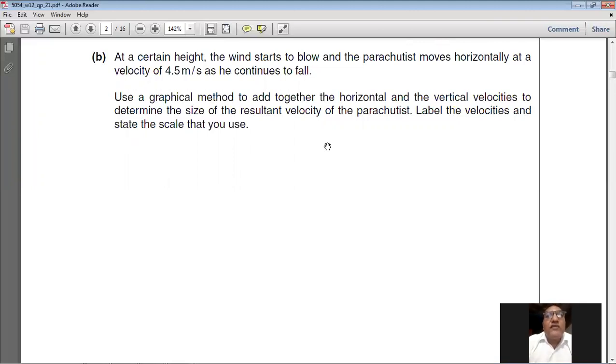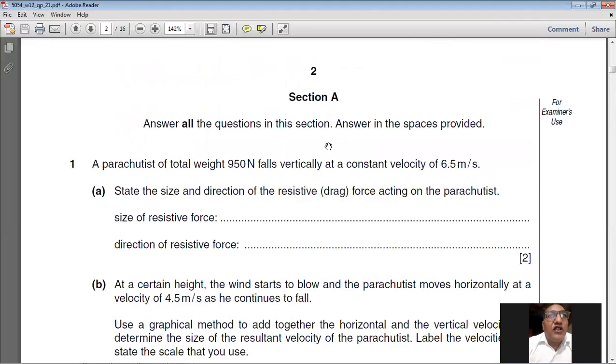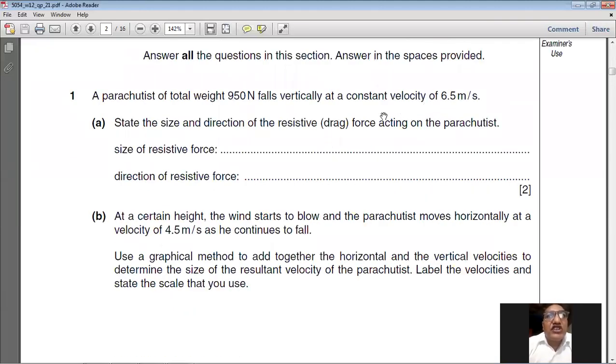You see here we have two vectors. One vector is the 4.5 meter per second velocity and it is horizontal. The other vector is the velocity of the falling parachutist, that is 6.5 meter per second, and it is acting downward. Both these vectors are at 90 degrees to each other. One vector, 6.5 meter per second, is acting downward, and the other vector, 4.5 meter per second, is acting horizontally. So the angle between them is 90 degrees.